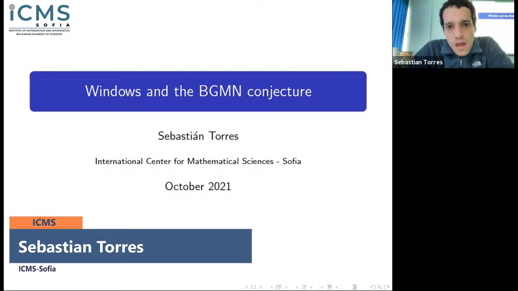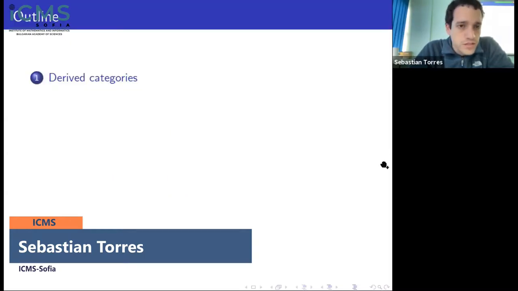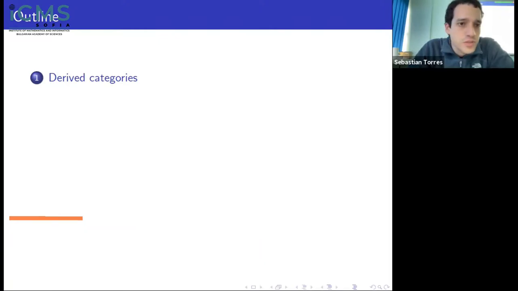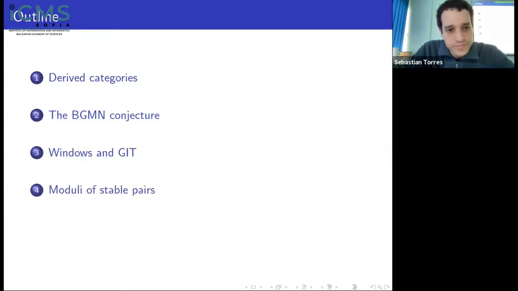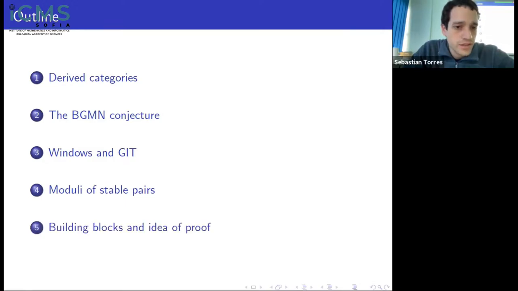To give you a sense of what I'm going to talk about, I'm going to give a brief description of what derived categories are, very roughly, a motivation, what this conjecture is about, and then I need to discuss the main tools that we're going to be using, which have to do with the tools of Windows and GIT, how Windows describe derived categories of GIT quotients. I'll explain about that later. And then I will do the last two things, which will be getting to the proof of the result that I'm talking about.